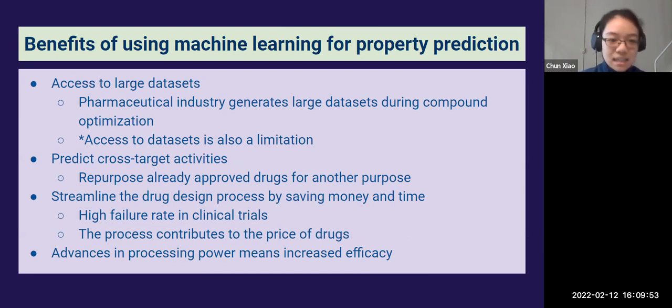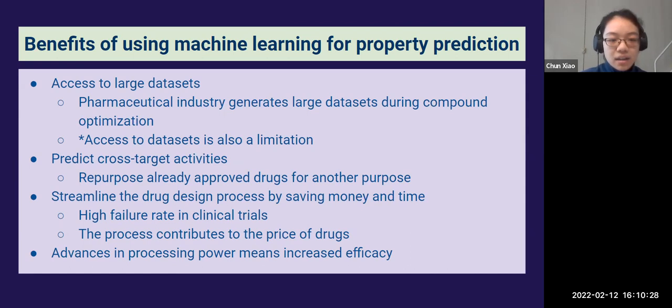of actually testing it. So there's a high failure rate of drugs in clinical trials, and this process contributes to the price of drugs. And this is why many drugs are very expensive, because in research and development, many of these drugs take many years and a lot of money to produce. So this money has to be made back when the drug is sold, and that's why they're so expensive. If we can use machine learning to expedite this process, then it probably won't be as expensive, and we can give more people access to drugs that they need.